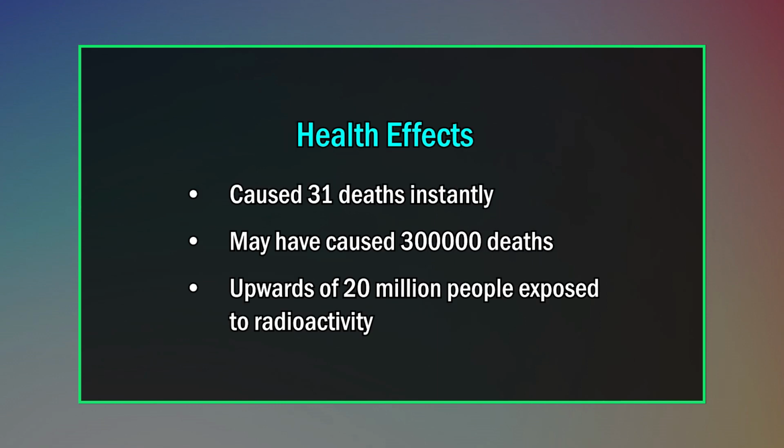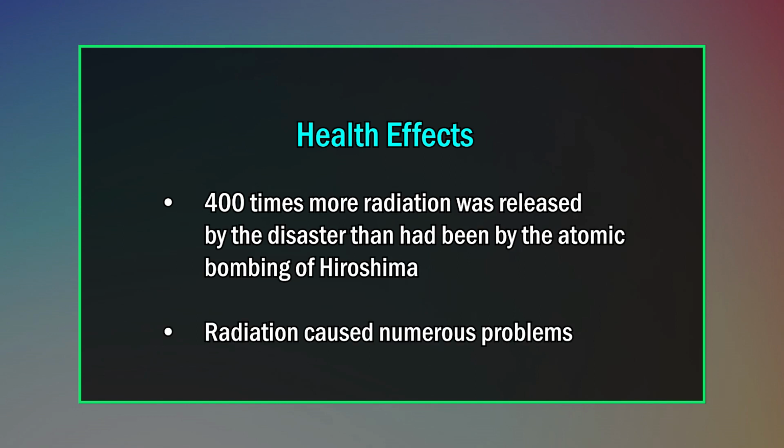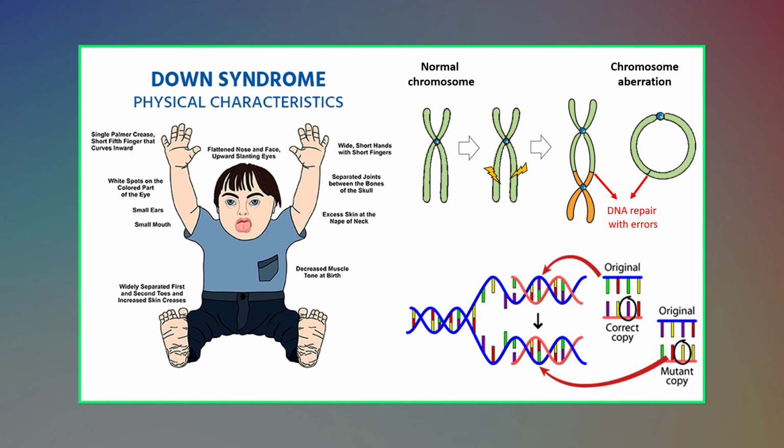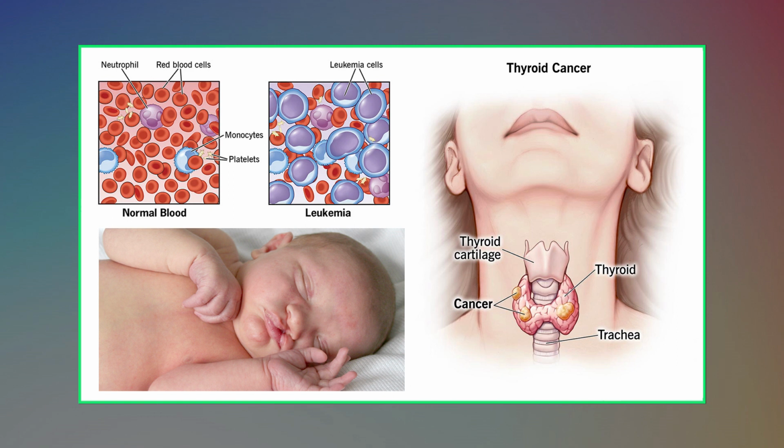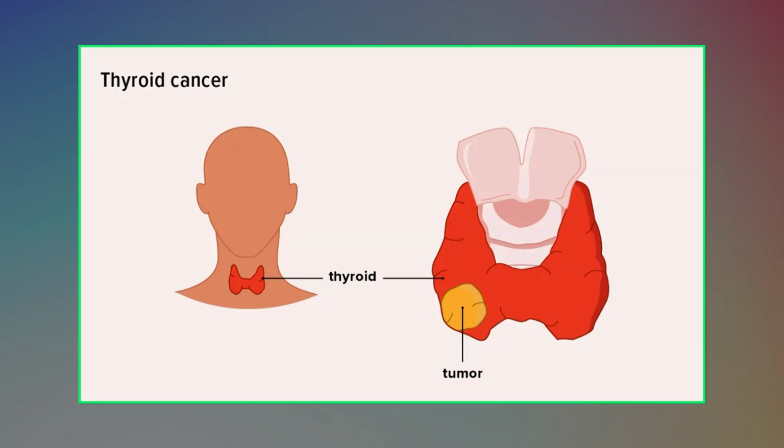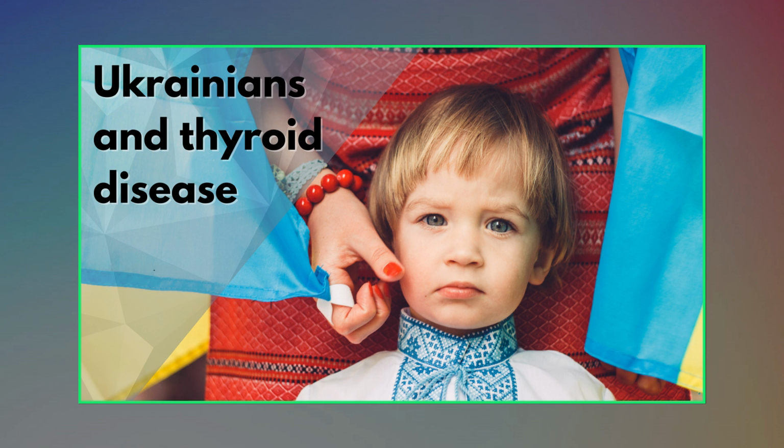Health effects: the accident caused 31 deaths directly, and may have caused 3 lakh deaths, with upwards of 20 million people exposed to radioactivity. 400 times more radiation was released by the disaster than had been by the atomic bombing of Hiroshima. The radiation caused numerous problems including Down syndrome, chromosomal aberration, mutations, leukemia, thyroid cancers, and birth defects. There was a huge increase in thyroid cancer. In Ukraine, this disease was found common in children from birth to 15 years.